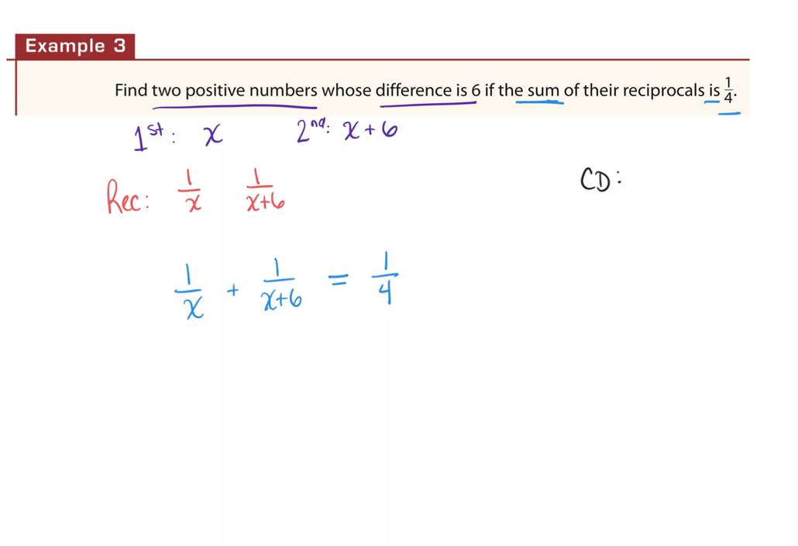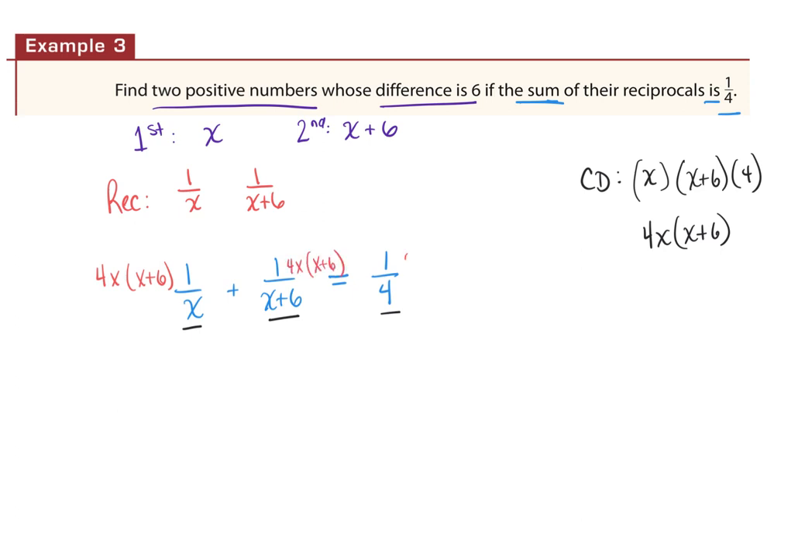These are about as factors as you can get. I'm going to have to use x, I'm going to have to use x plus 6, and I'm going to have to use a 4. So I would write that a little more simply: 4x(x plus 6). That is my common denominator. And then I'm going to take each one of these and multiply by 4x(x plus 6). So 4x(x plus 6) here, 4x(x plus 6) here, and 4x(x plus 6) here.